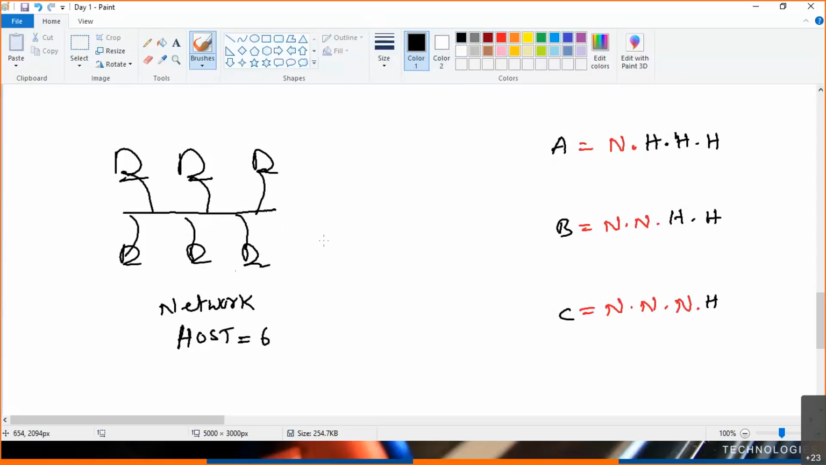So now, if your office requirement is a very large number of hosts, if my host requirement is 600 hosts or 6,000 hosts or 60,000 hosts or like 6 lakhs, a very huge number of hosts, then which class do we have to use? Class A.